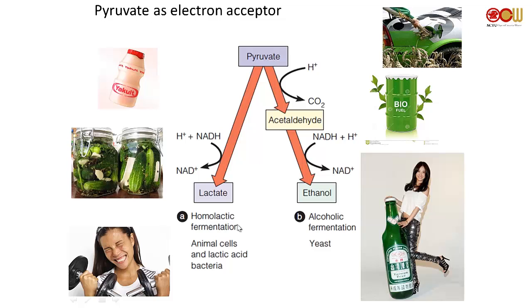So this is the lactate pathway, and a lot of times there are bacteria that can do this homolactic fermentation. So essentially this is like lactobacteria. They can take glucose and then turn it into lactic acid, and then you can eat that.